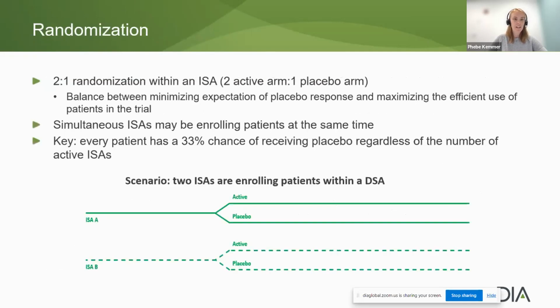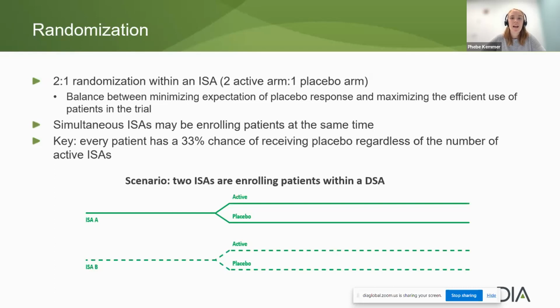Okay, next slide. I'll just mention that within each ISA, and an ISA is just a sub-study of the master protocol, we always randomize patients 2-to-1 active arm to placebo. The reason we do that, one, is we're trying to maintain patient friendliness. The lower the chance of being on placebo, typically that benefits the patient.